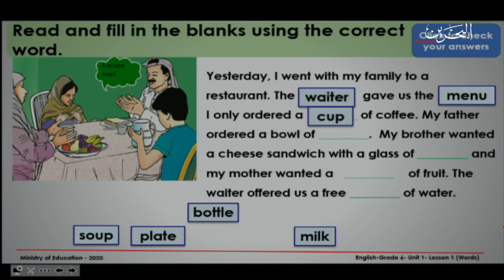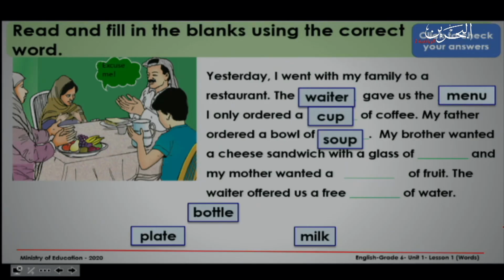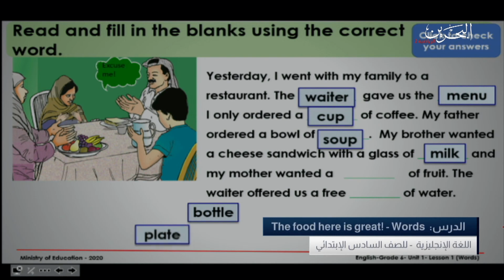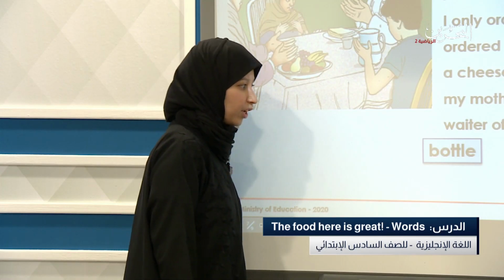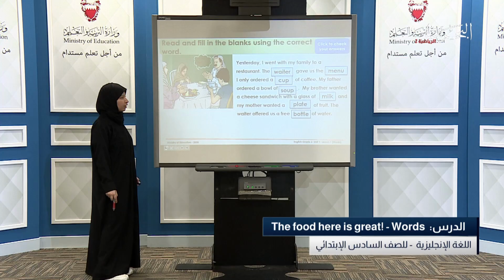My father ordered a bowl of soup. My brother wanted a cheese sandwich with a glass of plate or milk or bottle. What do we use? A glass of milk. And my mother wanted a plate of fruit. The waiter offered us a free bottle of water. We move on.